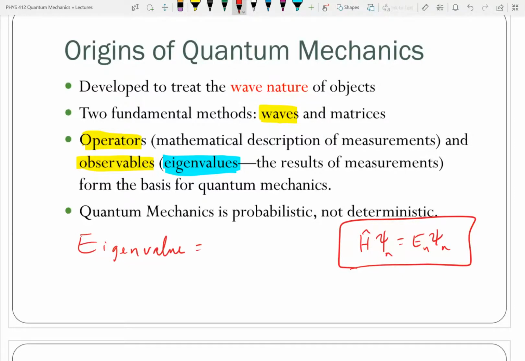Therein is the specific I was looking for that you didn't say. An eigenvalue is one of the specific values you can get. Right, so if you're in state n, you get eigenvalue E sub n. If you're in state m, you get eigenvalue E sub m. So it's one of the specific values you can have.